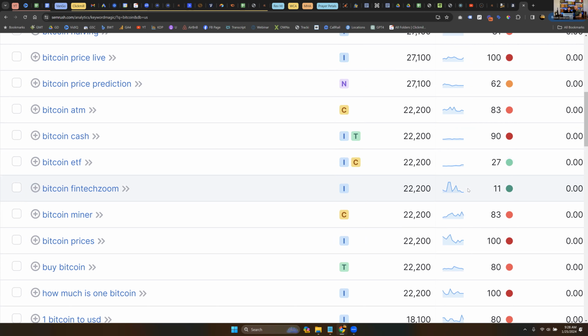If you want to get in on Bitcoin, you want to start writing articles about this. Get people into your website. Because that's 11 difficulty. They could potentially get 22,000 searches a month. And you'll notice everything else is 100. 22,000 searches a month with 11 difficulty. And the Bitcoin ETF actually has a C next to it. So that actually does have some commercial intent.